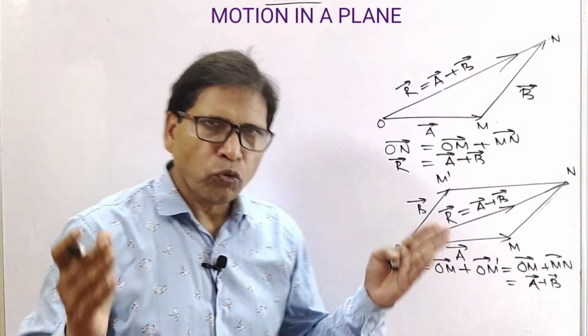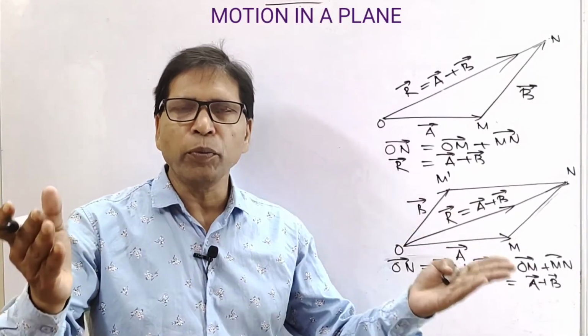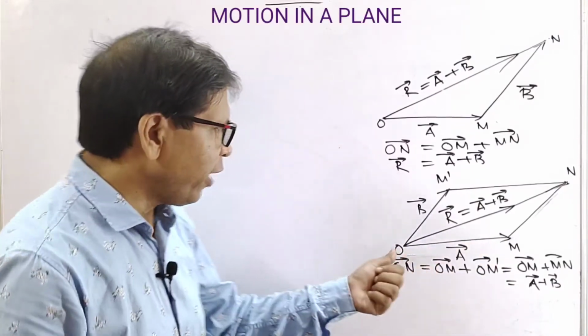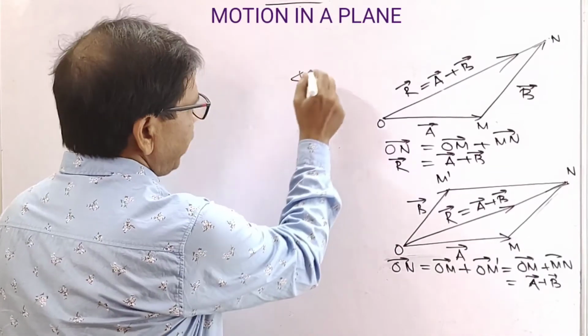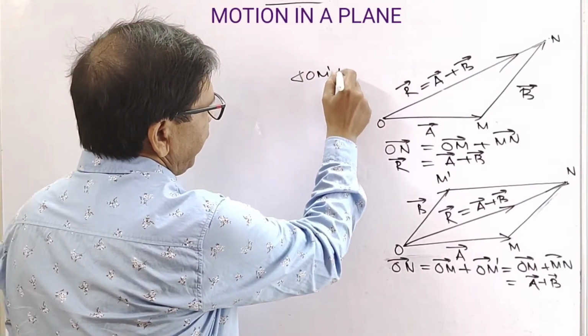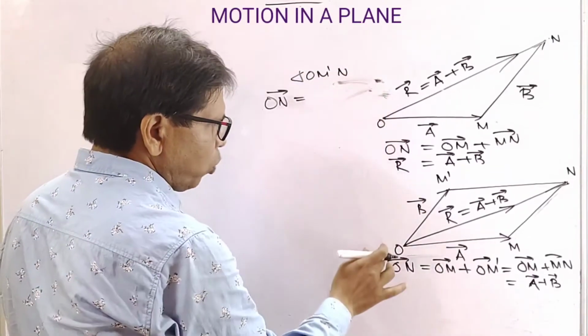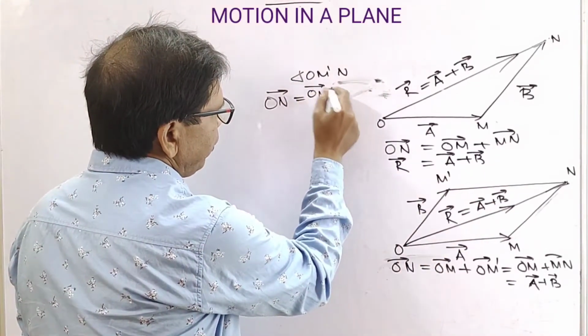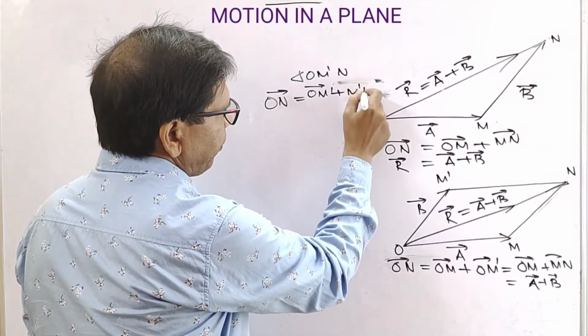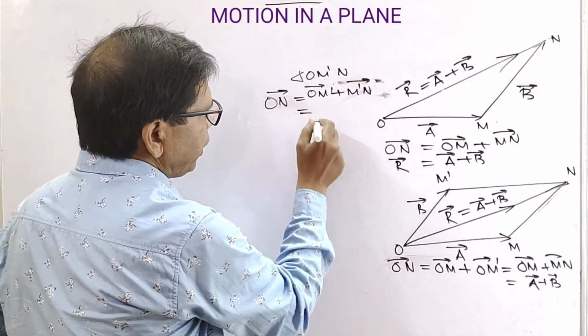Now we have to prove the commutative law of vector addition. Look at this, from triangle OM dash N, here ON vector is equal to OM dash vector plus M dash N vector. Okay. So look at this.